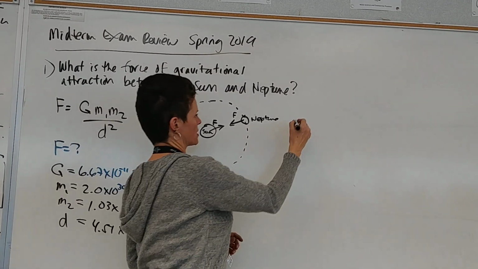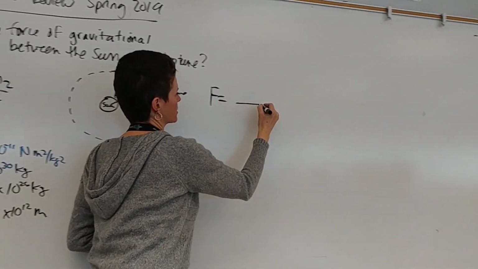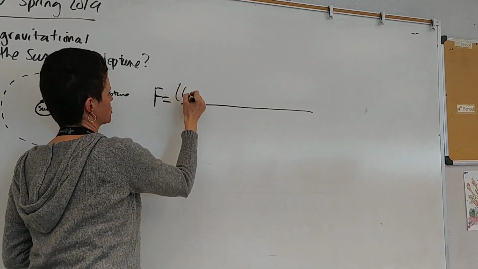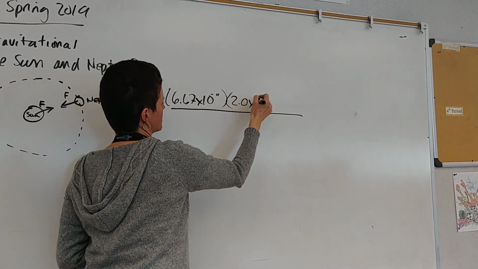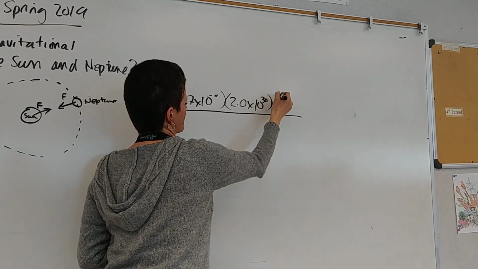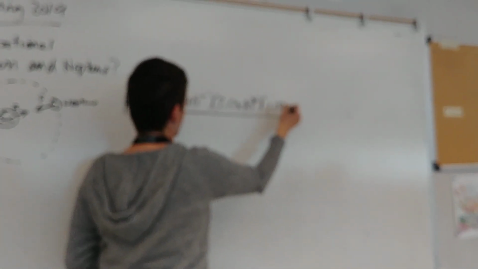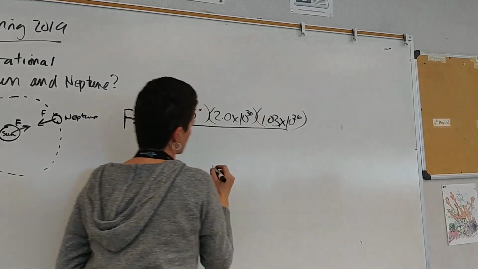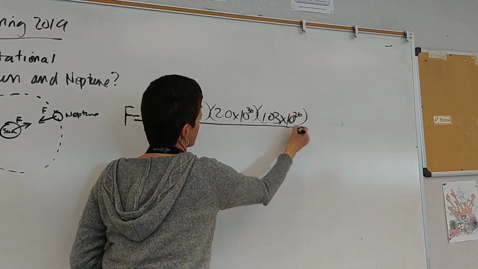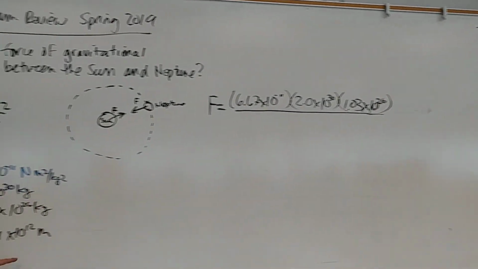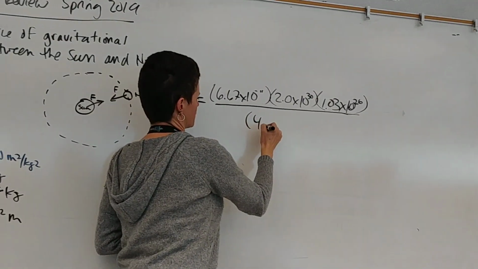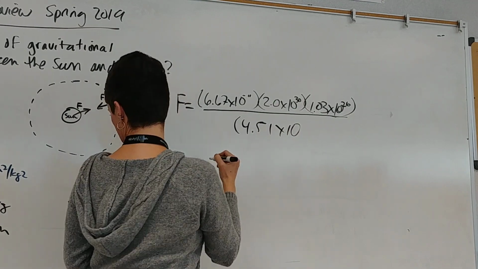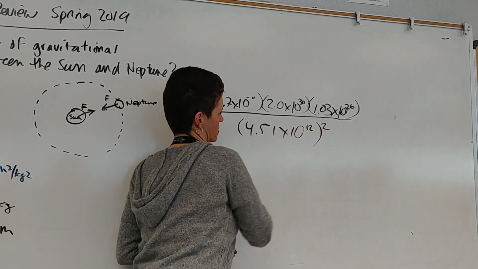So my plug-in step, I've got a big fraction here. I'm going to plug in big G, 6.67 times 10 to the minus 11. Mass of the Sun, 2.0 times 10 to the 30. Mass of Neptune, 1.03 times 10 to the 26. So there's my numerator. On the bottom, I take the separation distance, and I have to square it. So I'm going to plug in this number and square it: 4.51 times 10 to the 12th, squared.